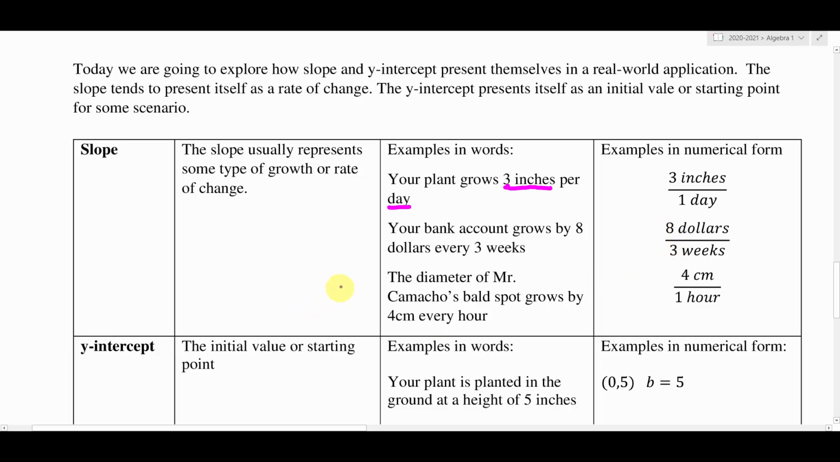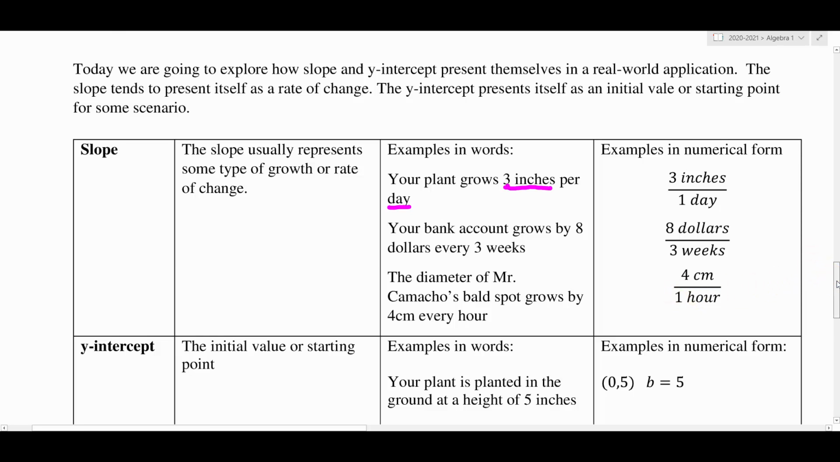All right, you might remember our problem about Mr. Camacho's bald spot. Okay, and I don't remember the exact rate of growth, but we're going to pretend that it was 4 centimeters every hour, right? So it's growing again by 4 centimeters every hour. So it's going up 4, right? So there's our rise, 4 over 1 hour, 4 over 1. Okay, so we take these verbal descriptions of some type of growth or change, and we change the verbal description into something numerical that we can work with.